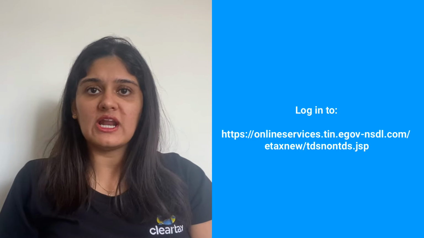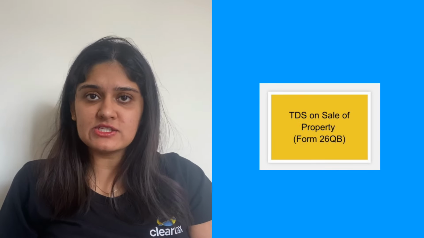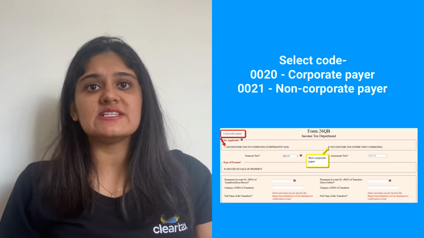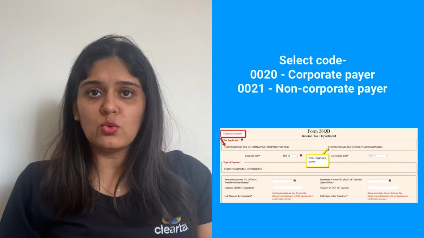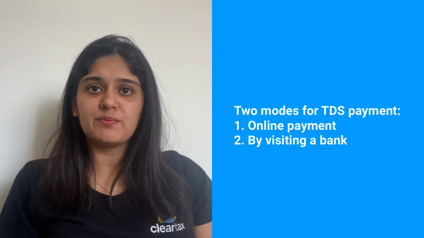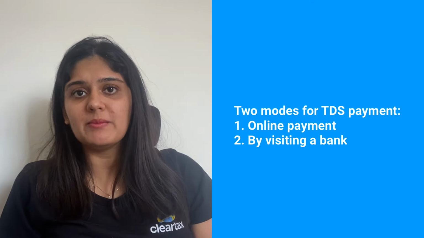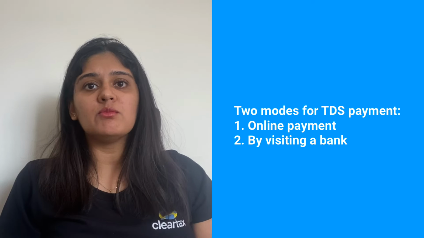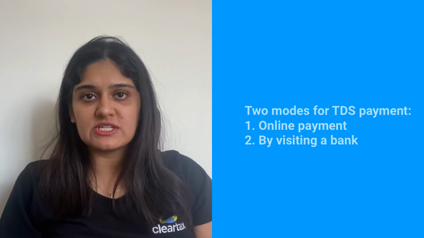So here are the steps to pay TDS using the Challan 26QB and to obtain Form 16B. First, the buyer will need to log into the online tax payment website. On it, he'll have to select Form 26QB for paying TDS on sale of property. After which, he'll have to select the code 0020 if he's a corporate payer or 0021 if he's a non-corporate payer, and then fill in all the necessary details. There are two modes for making TDS payment, one being through an online mode of payment and two by visiting any of the bank branches. The buyer can select whichever mode is convenient to him and then click on proceed.